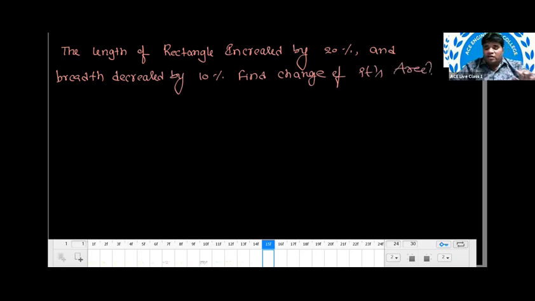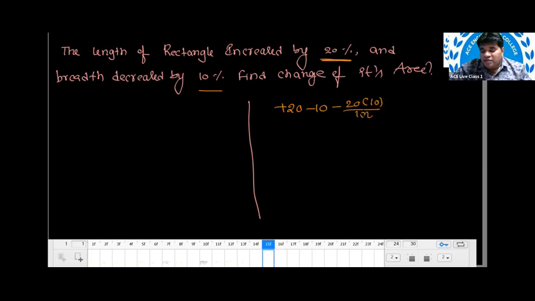Okay, friends, look at all of you. Two values are given, two percentages are given, and they're asking for the single change, which means we apply the same formula. 20% increased, 10 decreased. Then what is the answer? Plus 20 minus 10 minus 20 into 10 upon 100. So the answer is 8%, a positive value. So 8% is increased. Is it okay now?